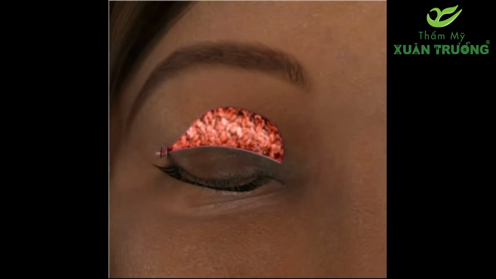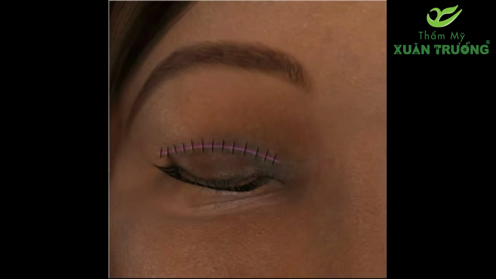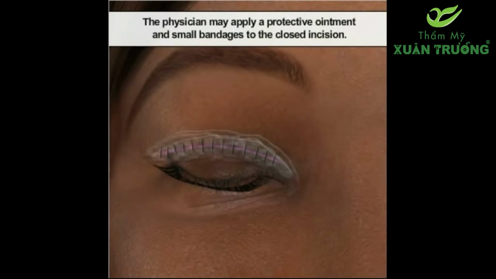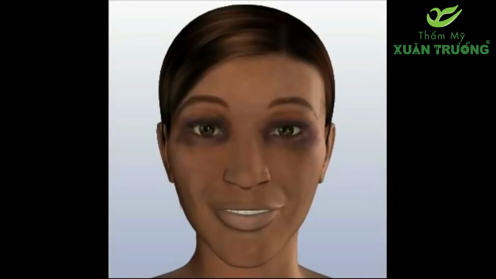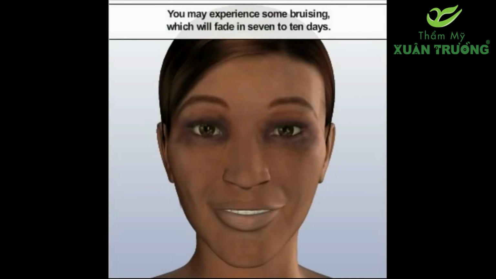After sculpting the fat deposits, the physician will close the incisions with non-absorbable or absorbable sutures. The physician may apply a protective ointment, and in some cases, small sterile bandages to keep the incisions moist and promote proper healing. As with any surgical procedure, you will likely experience some discomfort, swelling, and bruising, which can be alleviated with cold compresses and pain medication. Non-absorbable sutures are typically removed in 5 to 7 days, and you will begin to notice an improvement in the bruising around your eyes in 7 to 10 days.